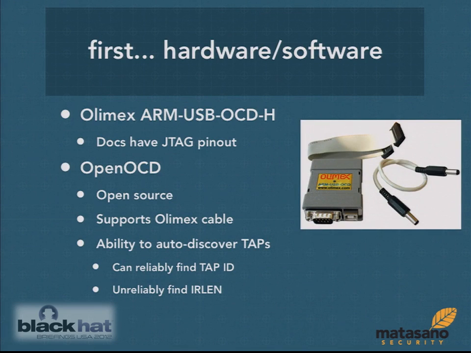So the first thing I had to do was find a JTAG cable that I could use. I ended up purchasing this Olimex ARM USB, which had serial and USB capabilities. I bought it on a whim just because it was $50. And then I used OpenOCD software. It was open source, and it supports the cable that I had purchased already. And the key point was that it had the ability to auto-discover taps. I didn't have to configure anything. It would attempt to auto-determine if there's any JTAG chips that are communicating on these pads.